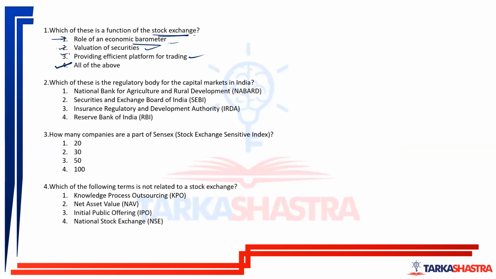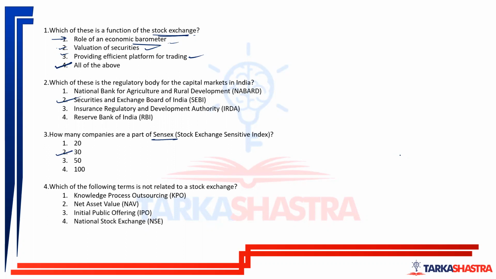Which of these is the regulatory body for the capital markets in India? Capital markets in India are regulated by SEBI, Securities and Exchange Board of India. How many companies are part of Sensex, stock exchange sensitive index? It is 30. So Sensex has 30 companies and Nifty has 50 companies. We say Nifty 50, while Sensex has 30.